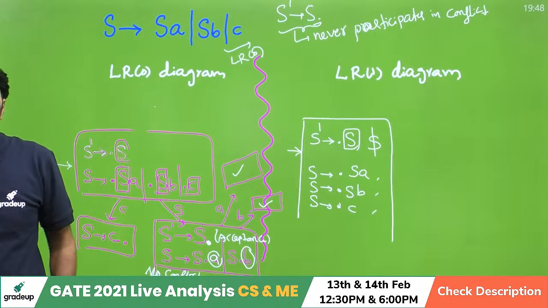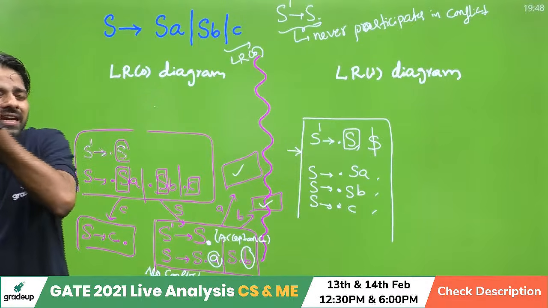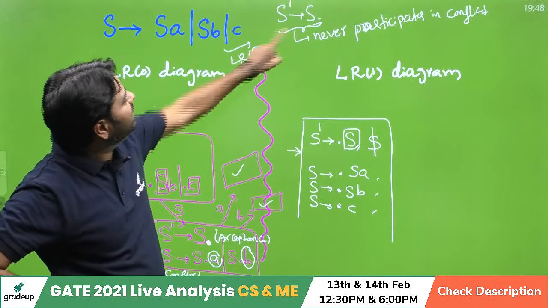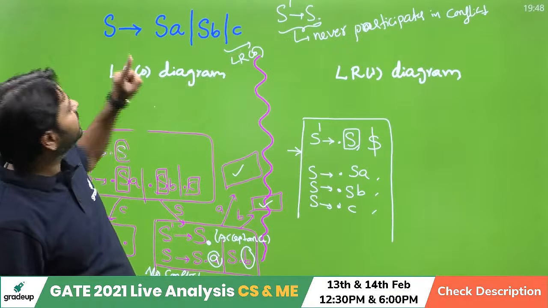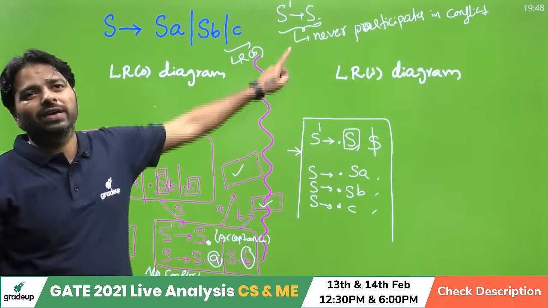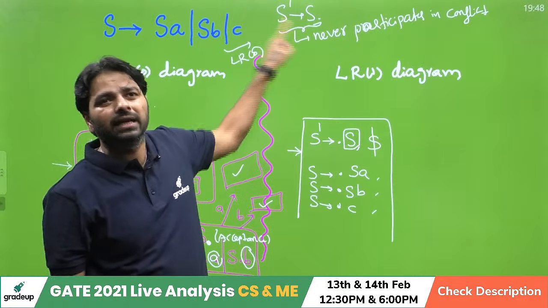Yes, it is a reduced item. S derives A dot is a reduced item. This is the only one which is not reduced, because we have added it, and it is not there in the given grammar. We have taken this to accept.